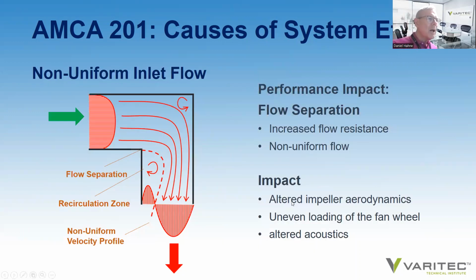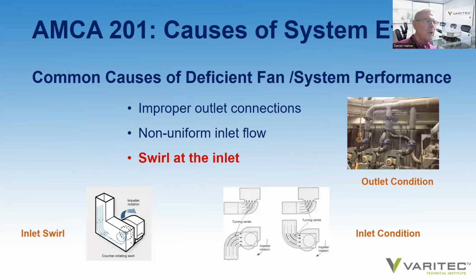Well, if you do not have that uniform velocity at the inlet of a fan, what will happen is that the fan wheel itself will not load properly and uniformly, and consequently it will restrict the amount of air available to be discharged from that fan. So you want to make sure you have uniform air velocity loading a fan wheel.